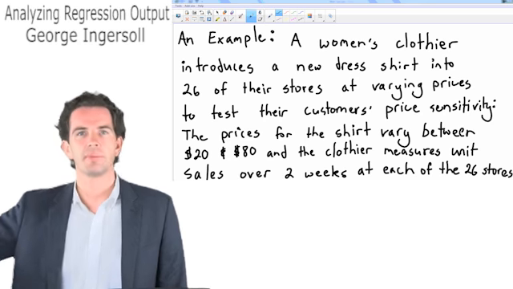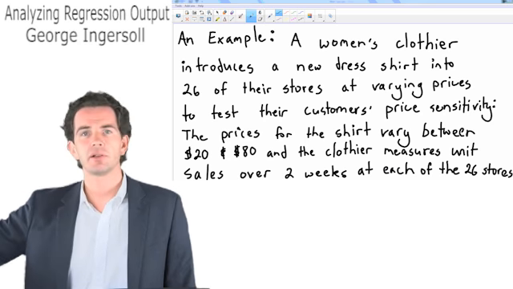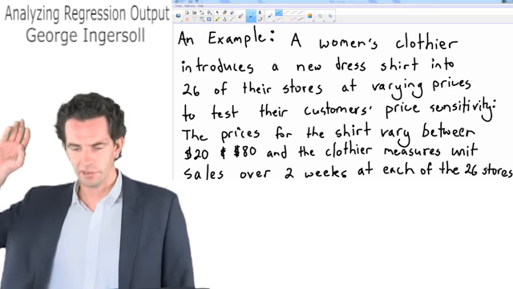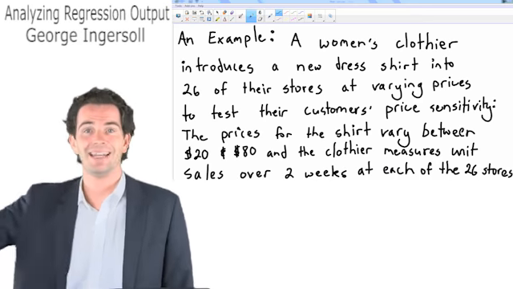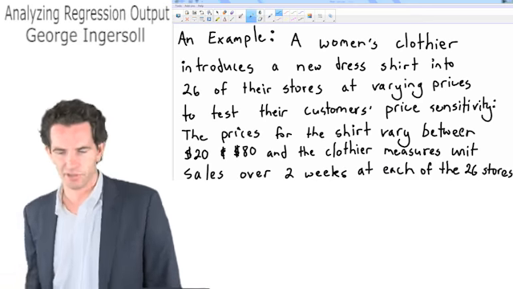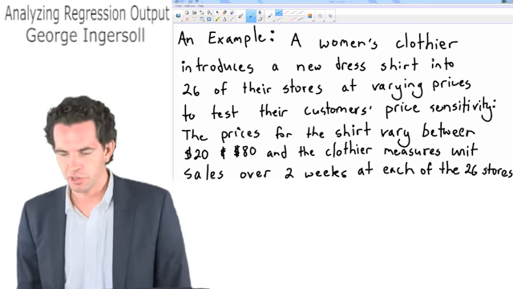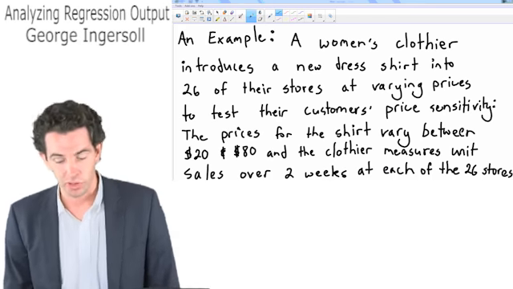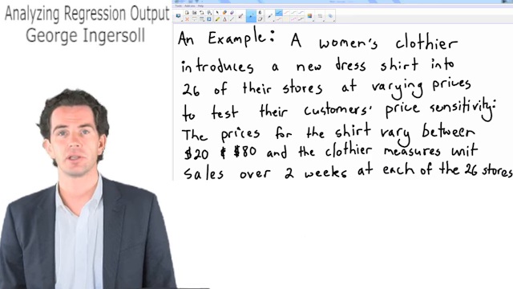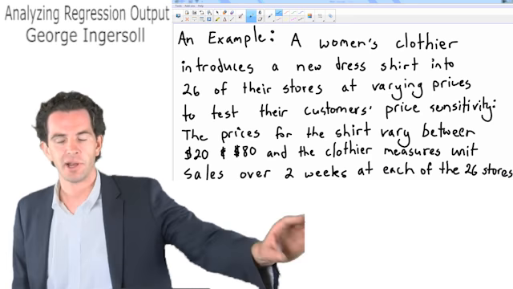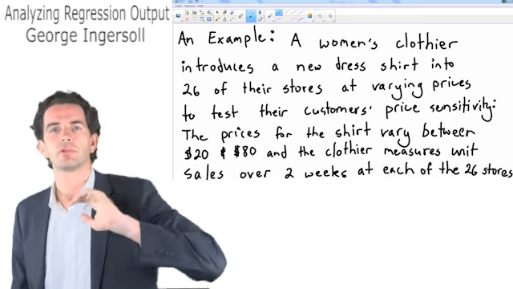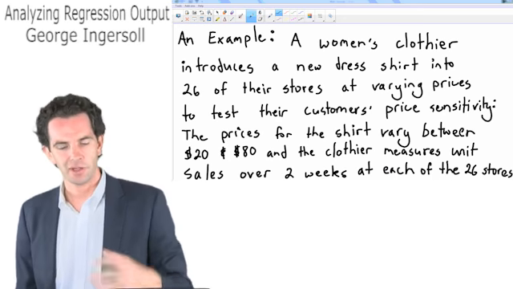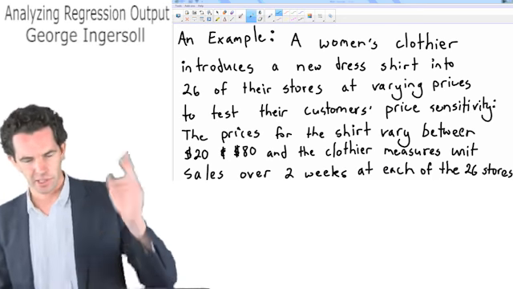So at one store, they might be selling the shirt at $20. At another store, $36. At another store, $80. And we've got 26 different data points, and they're measuring unit sales over 2 weeks at each of the 26 stores. They set a price at a certain store, let it run for 2 weeks, and count up the number of shirts sold, and they've got 26 different data points based on this.